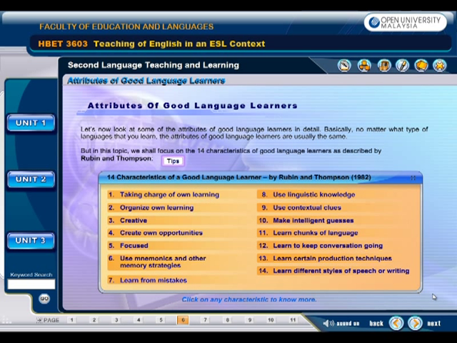Let's now look at some of the attributes of good language learners in detail. Basically, no matter what type of language you learn, the attributes of good language learners are usually the same. But in this topic, we shall focus on the 14 characteristics of good language learners as described by Rubin and Thompson. Click on any characteristic to know more.